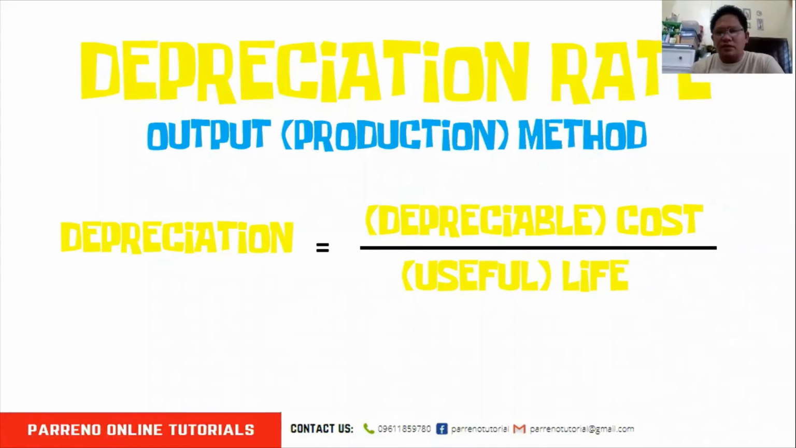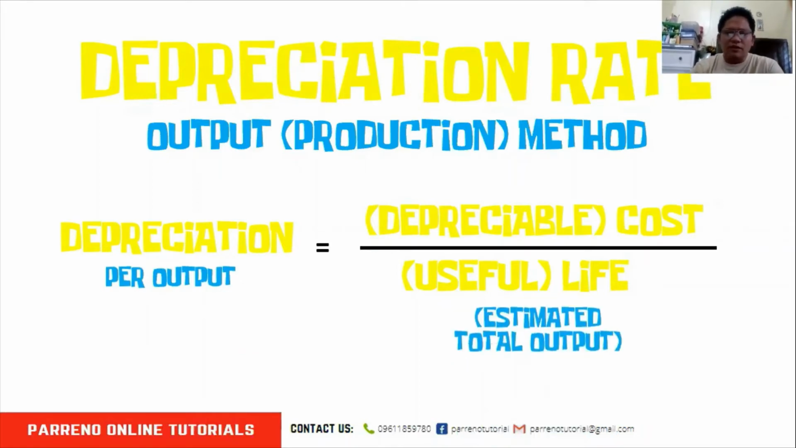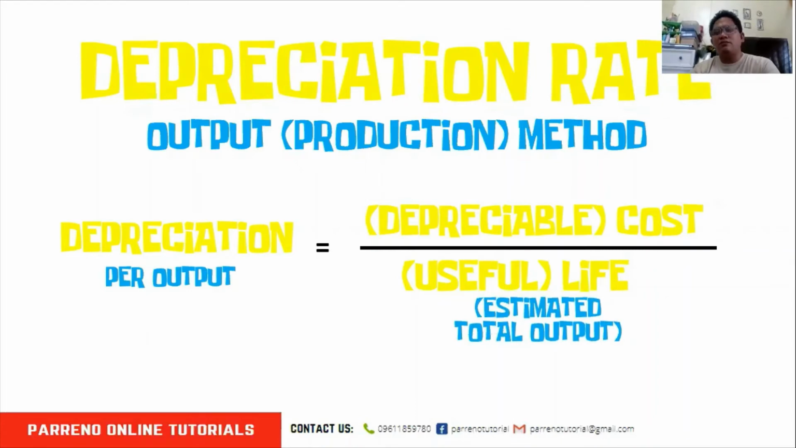Okay. Another method of computing the depreciation rate that is similar to working hours method is the output or the production method. So depreciation per output is computed by dividing the total cost over the useful life, now in terms of the estimated total output it can produce. The most common or the best example for this method is a copier machine.